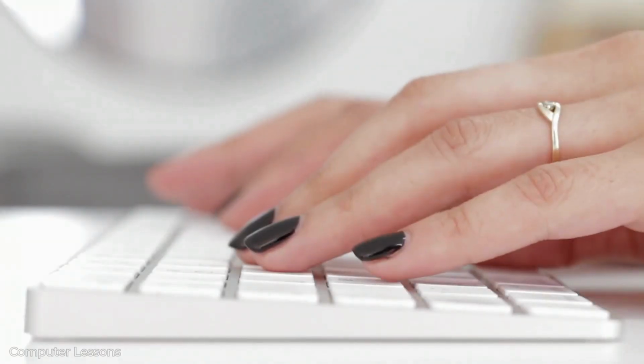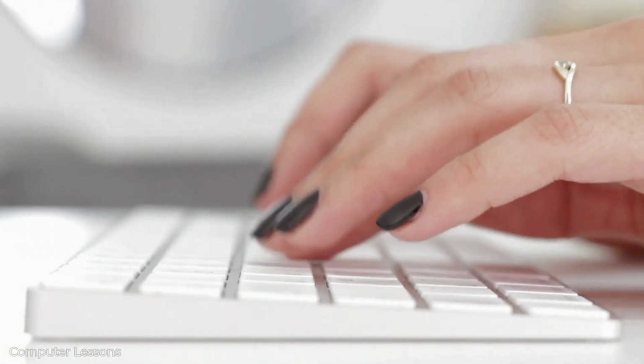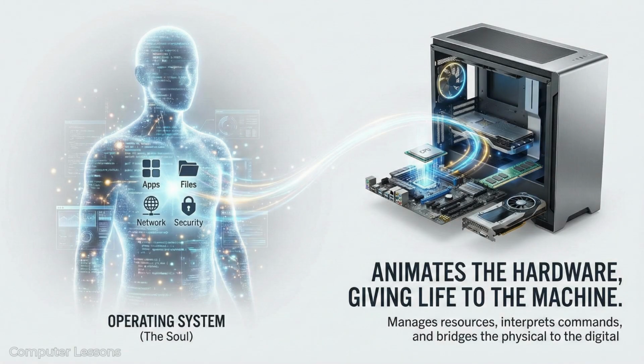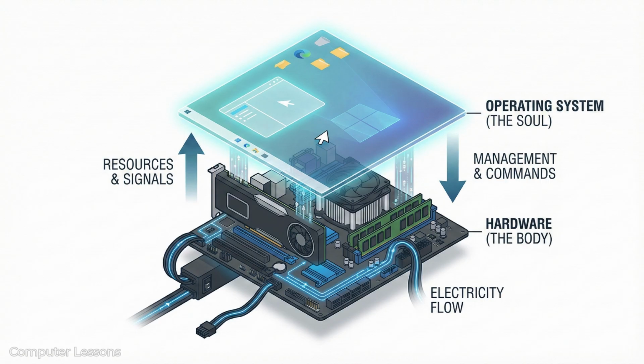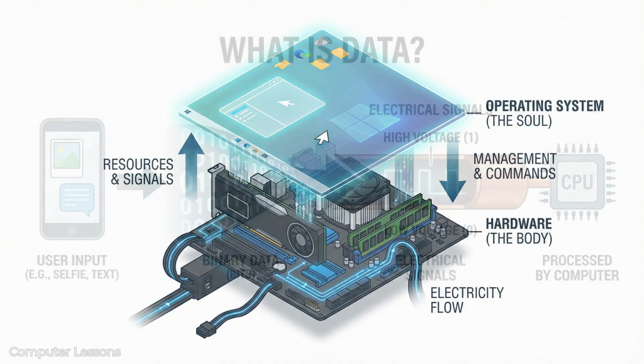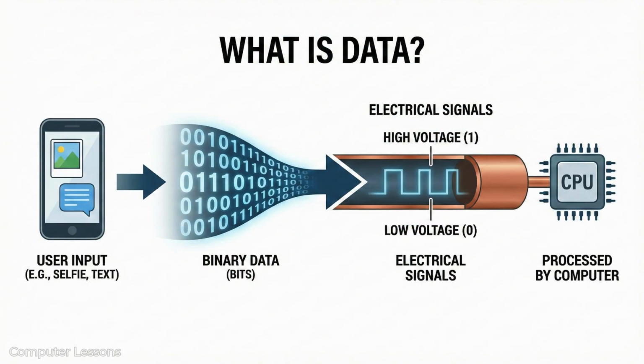So far, we have built the body of our computer, and we have introduced the soul, the operating system. We know that electricity flows through the circuits, and we know that Windows or Mac OS manages the show. But today, I want to ask you a fundamental question. When you take a selfie, when you send a text message, or when you are watching this video right now, what is actually moving through the wires?